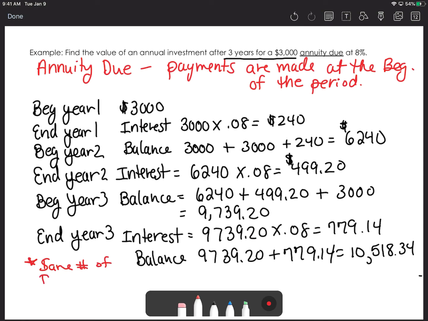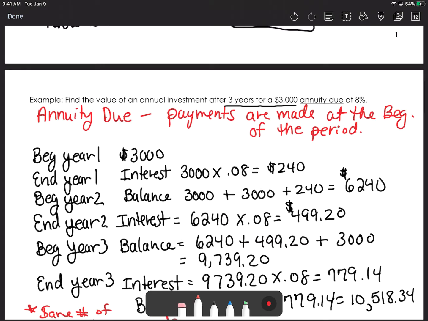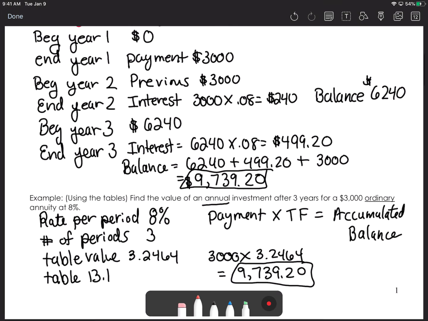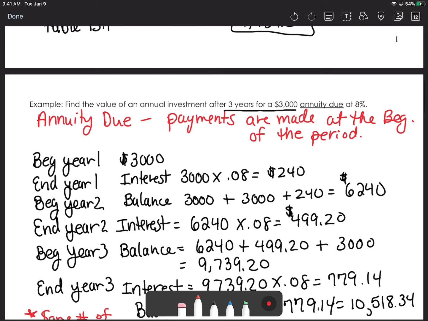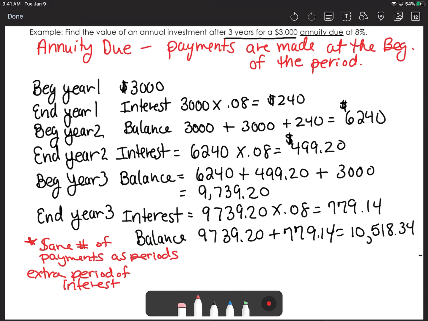So notice with annuity due, we have the same number of payments as periods, but we get an extra period of interest, right? And when we did the ordinary interest up here, let me scroll up, we had interest calculated here and here. And that was because we were calculating it based on the end of the period.